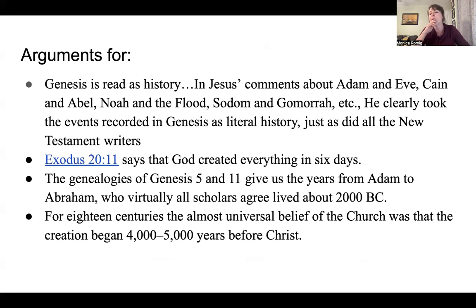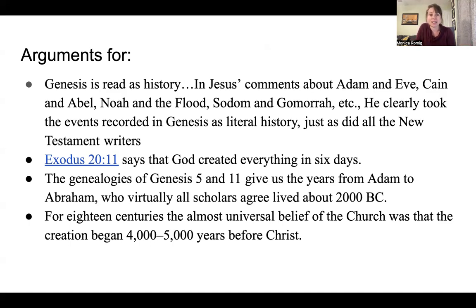Okay. Why is this a good argument? Each of these theories has something going for it. And here's what I think 6-day young Earth creationists have going for them. Genesis is just read as history. It is the most simple and straightforward way to approach the text.